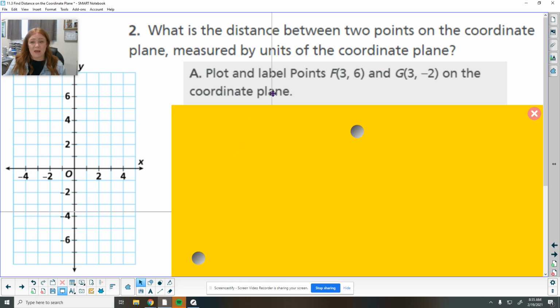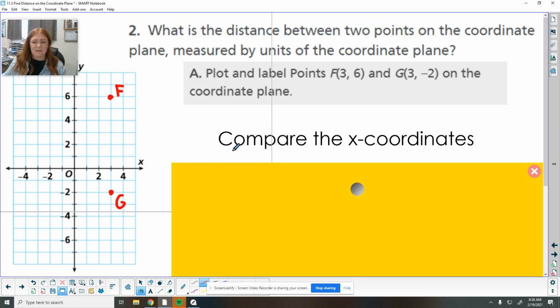So first we want to plot these. So F is not negative. It's just positive, positive. So quadrant 1, over 3, up 6. So 3 to the right, 1, 2, 3, up 6, 1, 2, 3, 4, 5, 6. So here is F. And then G is over 3, 1, 2, 3. Oh, I noticed they're on the same line. And down 2. So here is G, -2.